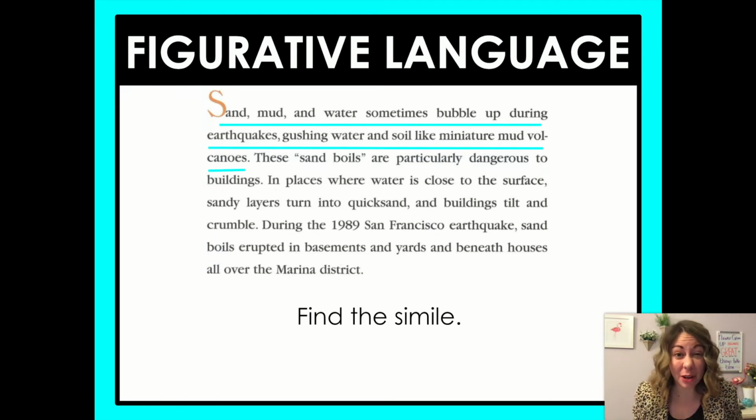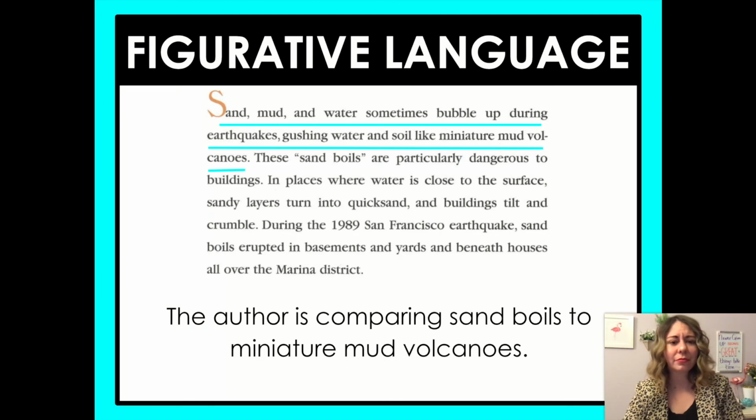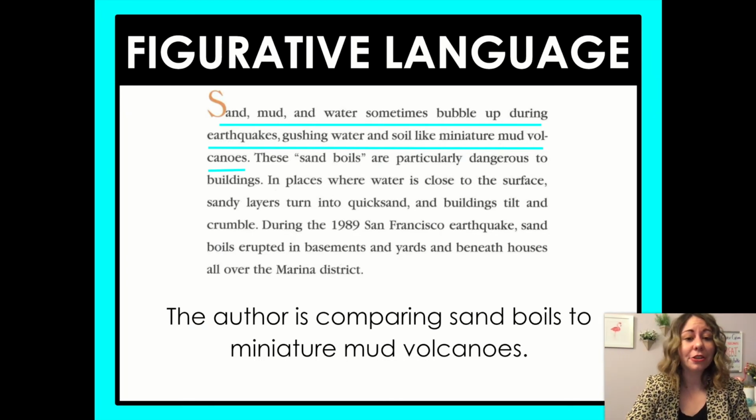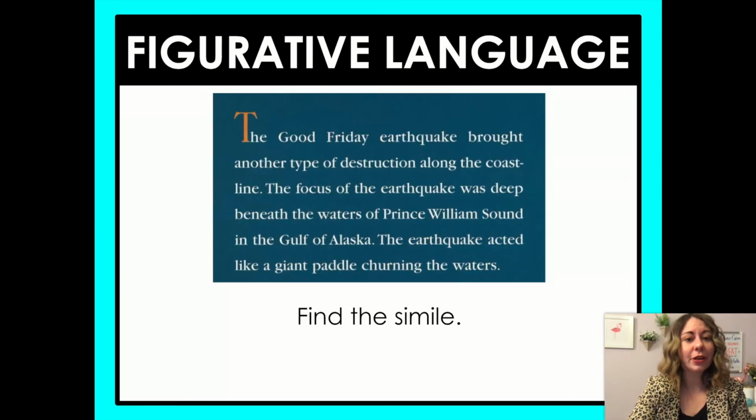And we'll learn about volcanoes later in our reading units. But it's comparing these to a volcano. They're not the same thing, but it helps us to picture and understand what the author is talking about when they're comparing these sand boils to a miniature mud volcano, right? See what I'm saying? So, like I said, the author is comparing the sand boils to the miniature mud volcanoes.